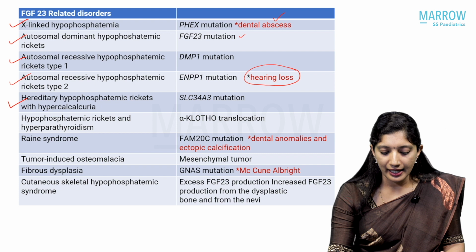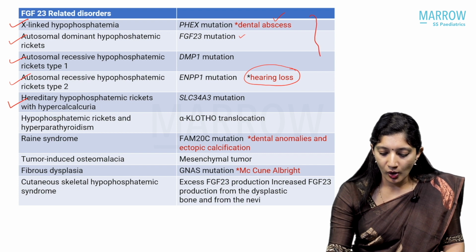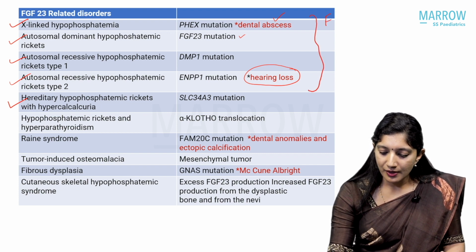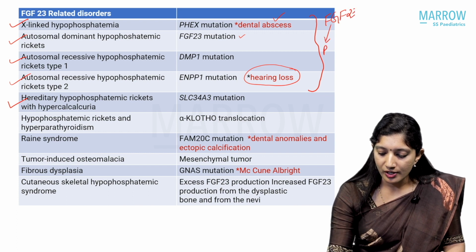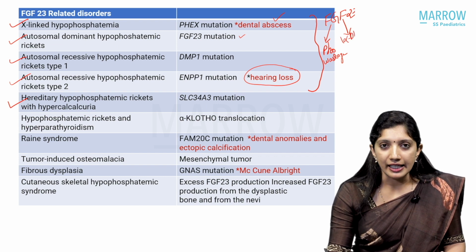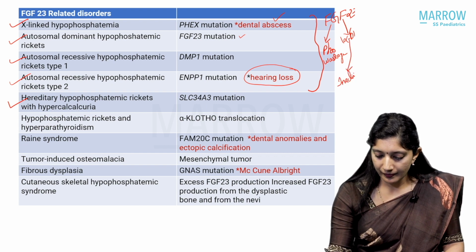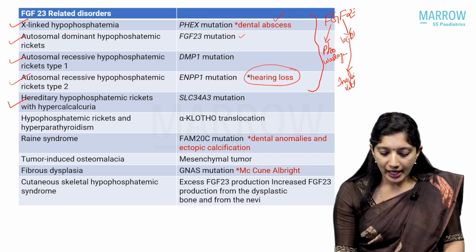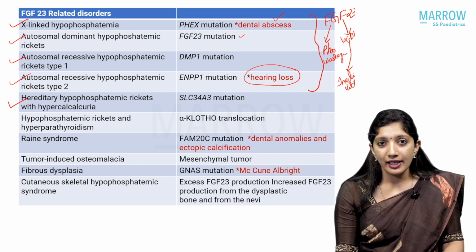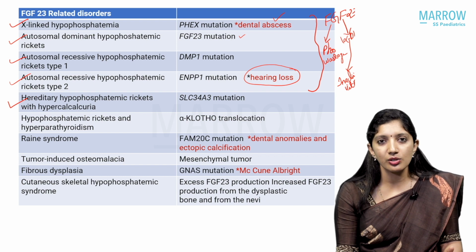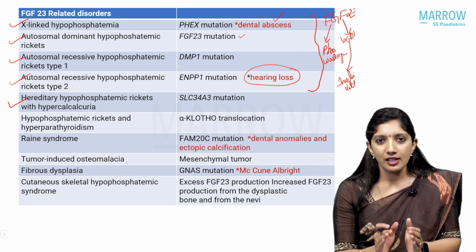In all other conditions of FGF23 excess, like the XLH, autosomal dominant or recessive disorders, there is FGF23 excess, which has two actions. One, it leads to phosphorus wastage. Another is it inhibits 1-alpha hydroxylase at the kidney, thereby inactivating vitamin D. Whereas here, there is no excess FGF23. So 1-alpha hydroxylase activity is normal.